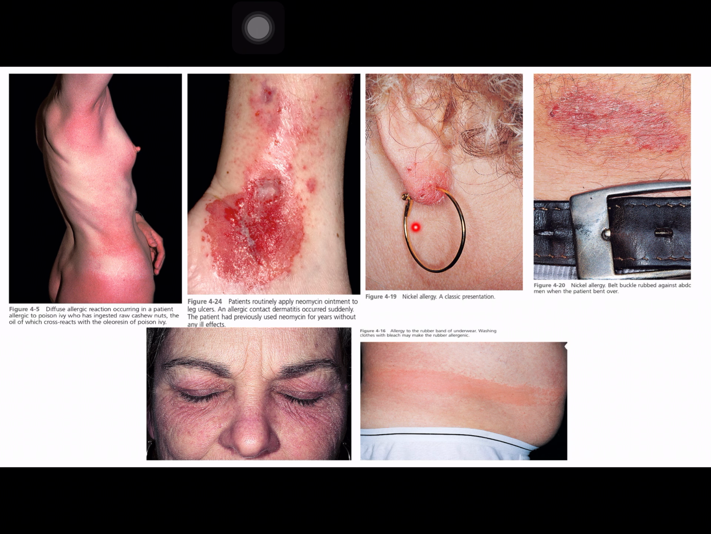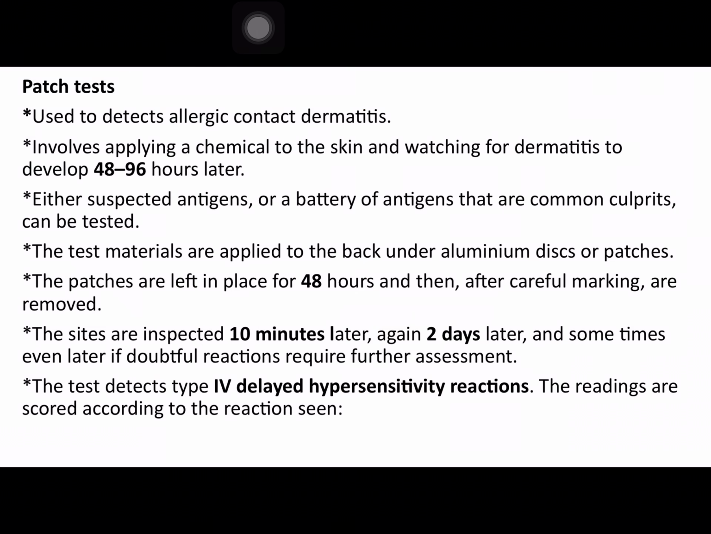This is allergic contact dermatitis to nickel in cheap jewelry. This is also allergic contact dermatitis to the nickel present in the belt. Also allergic contact dermatitis to certain cosmetics, and allergic contact dermatitis to rubber. In all the pictures we have localized dermatitis, mainly in the area of contact with the allergic substance.